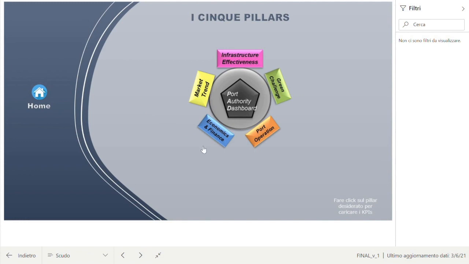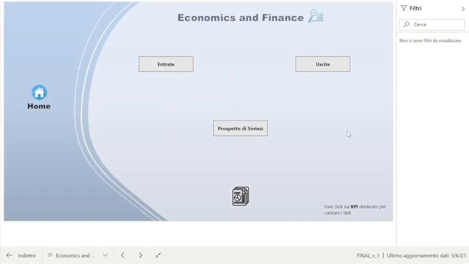The pillar Economics and Finance. Several key performance indicators have been developed for the pillar Economics and Finance as well. However, due to time constraints, let's focus our attention just on one of these key performance indicators. More in details, the summary report.